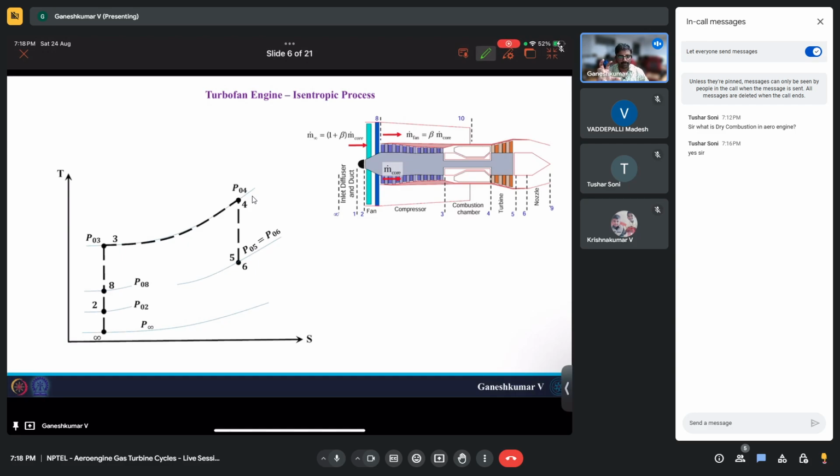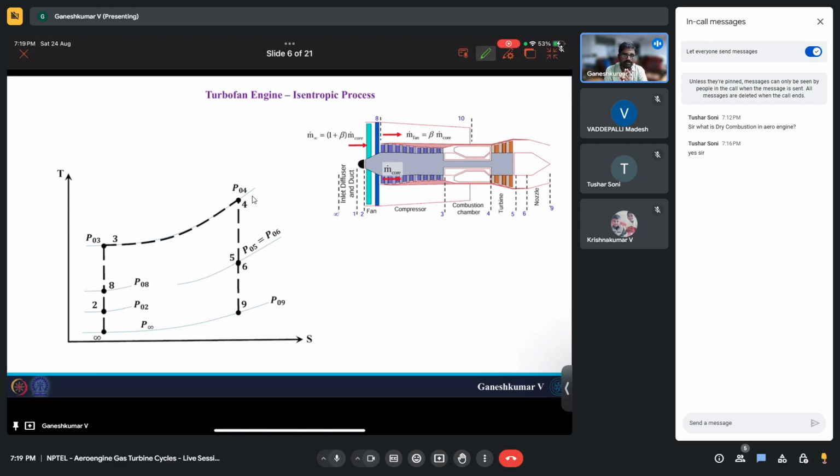This is an ideal turbofan engine. This is how it looks. And then we also have the nozzle, where the expansion is also going to happen, and that also we are assuming is an isentropic process. Expansion can happen as an isentropic process. So you will have 6 to 9 as a straight line. So this is how this looks.